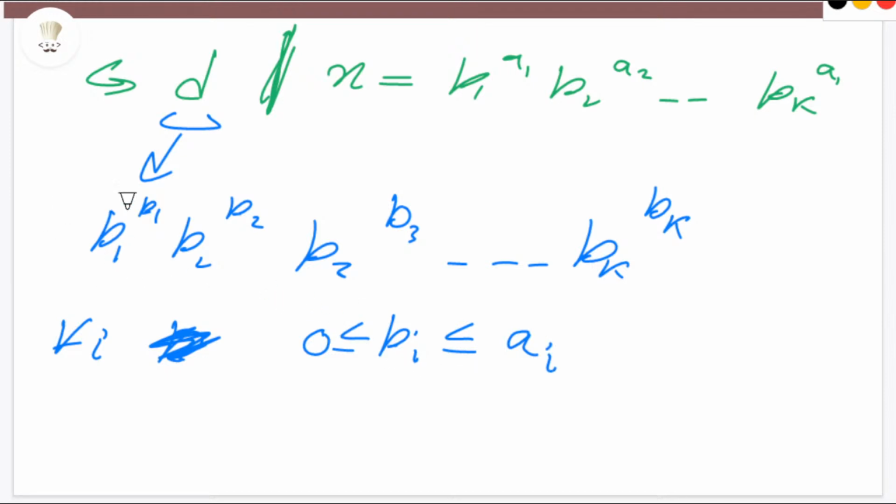So each divisor of n would be of this form, which is p1 to the power b1, p2 to the power b2 up until pk to the power bk, and all of these bi's values, this is not pi, this is bi, sorry for my handwriting, these are the exponents here. Let me write this in a better way, right? And for all possible values of bi's here, there would be a corresponding factor d. What I want to say here, let me explain with an example.